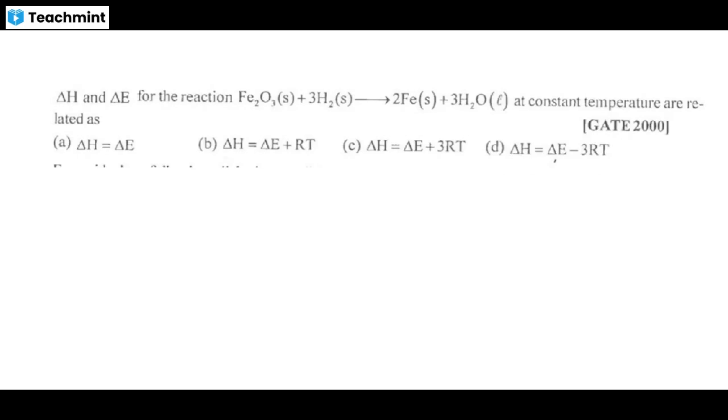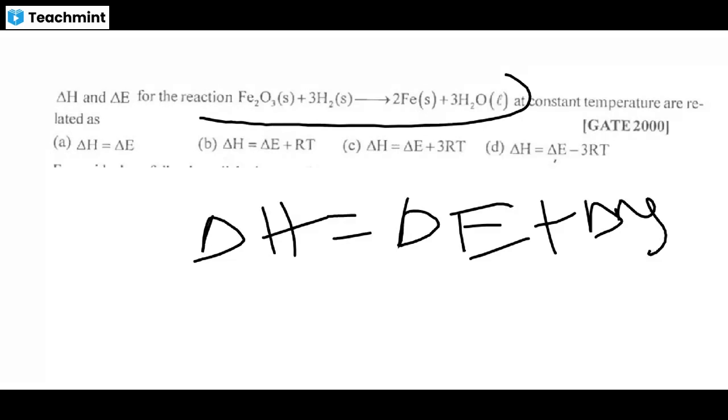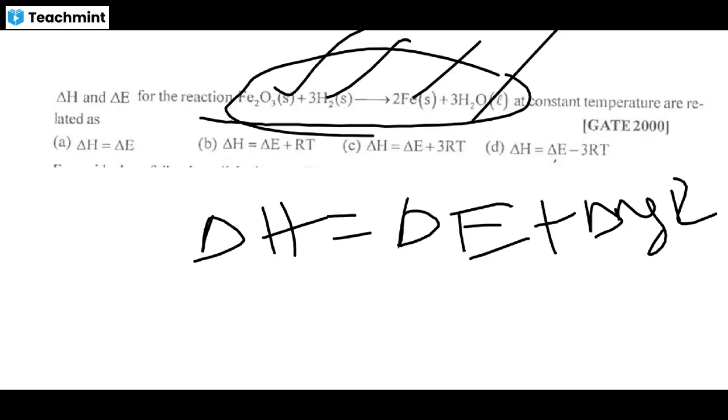Here you see the same formula, delta H equal to delta E plus delta n_g RT. Here there is no gas, only solid and liquid. So this is cancelled. So delta E equal to delta H.